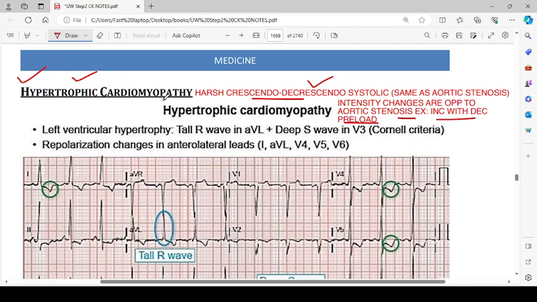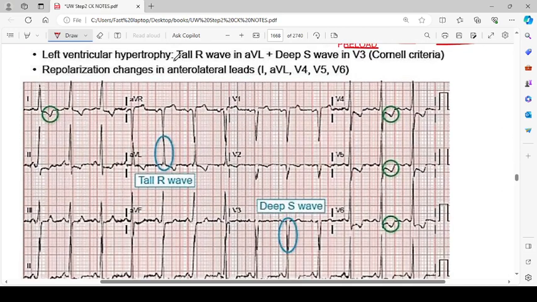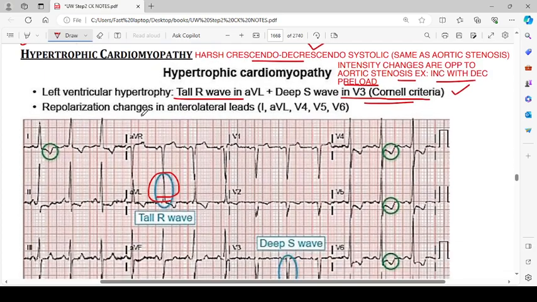Hypertrophic cardiomyopathy causes left ventricular hypertrophy. So on ECG, that will be evident as tall R waves in the lead AVL with deep S waves in V3. That is the Cornell criteria. So you can see that the R waves are tall. These are the tall R waves in the AVL, and the S waves are deeper in V3. So where's V3? This is V3, and these are deep S waves seen in V3. So that is a characteristic of left ventricular hypertrophy.